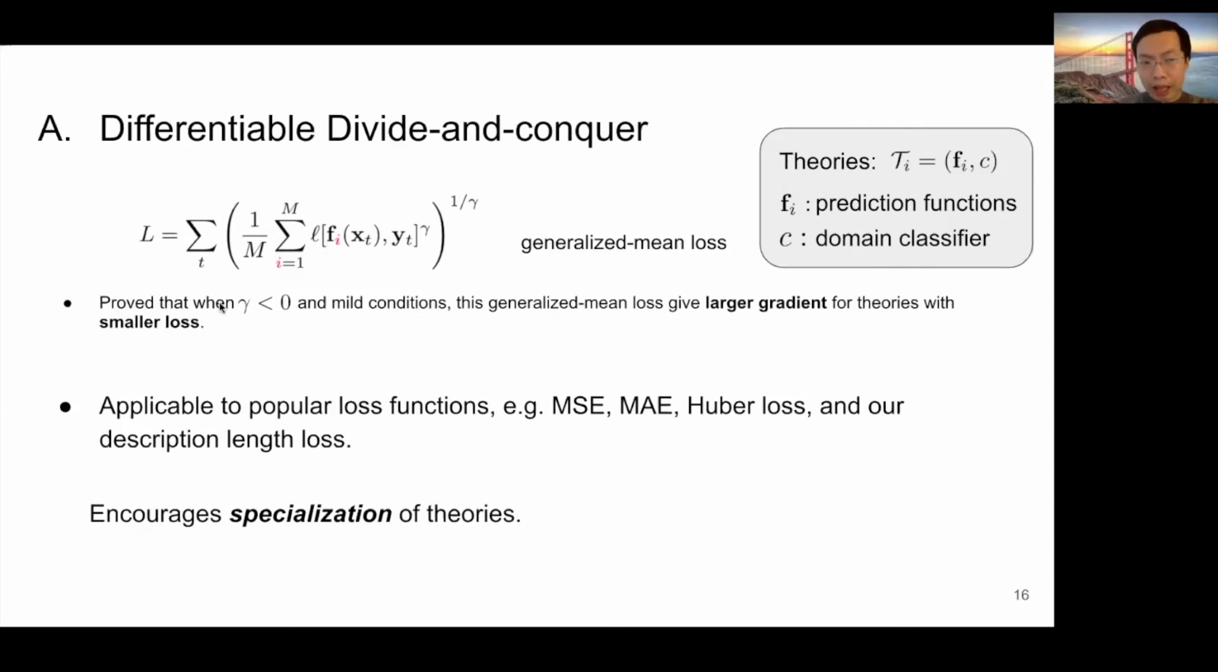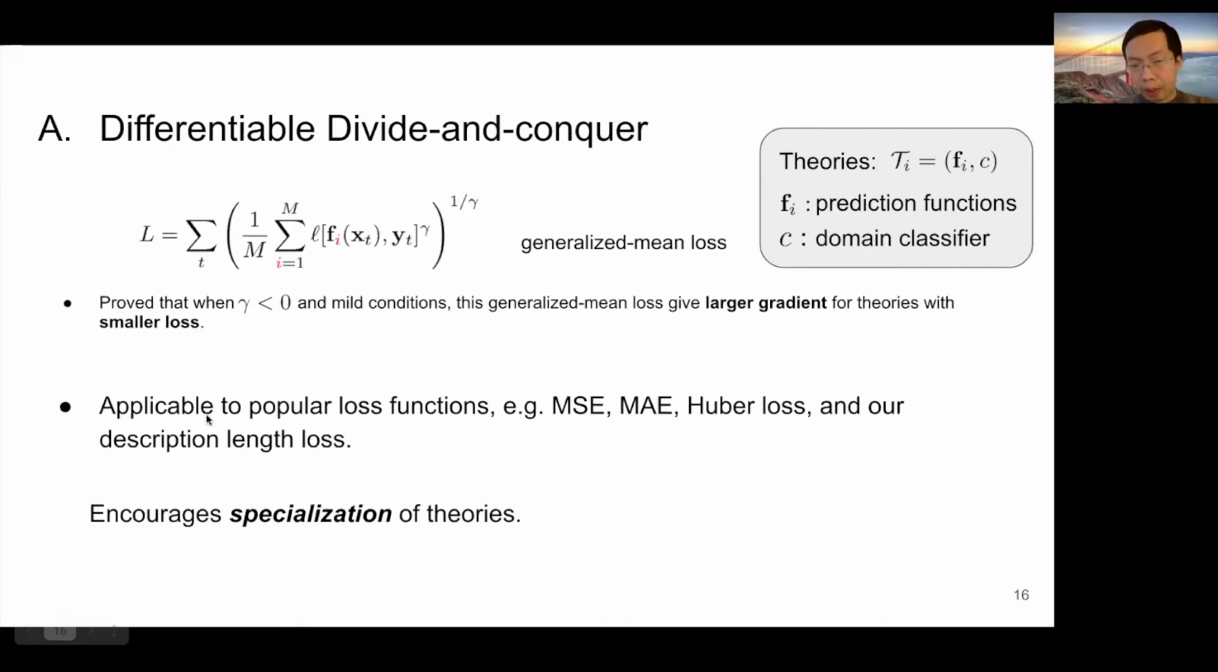We further prove that when gamma is less than 0, and under some minor conditions, this mean will give a larger gradient for the theories with smaller loss. So basically, it will make the better theory become even better if that theory can explain this part of the data very well. And if one theory cannot explain this domain very well, it will just focus on the parts that it can explain well and get even better. In this way, different theories can specialize in their different regions.